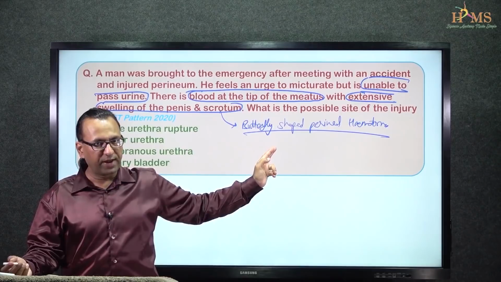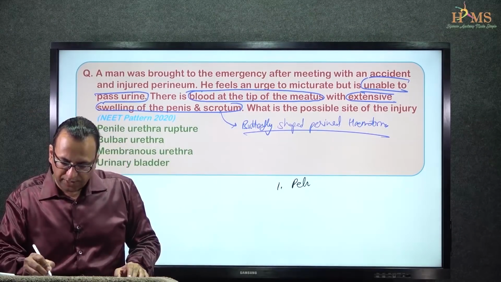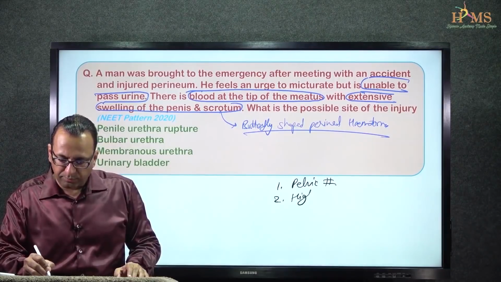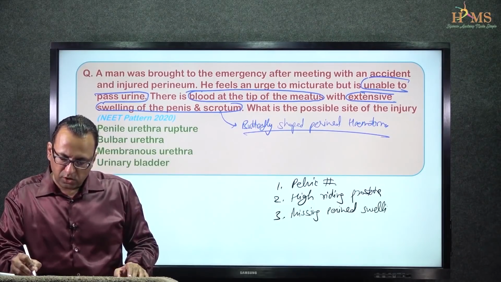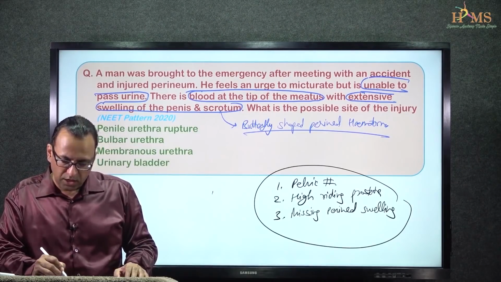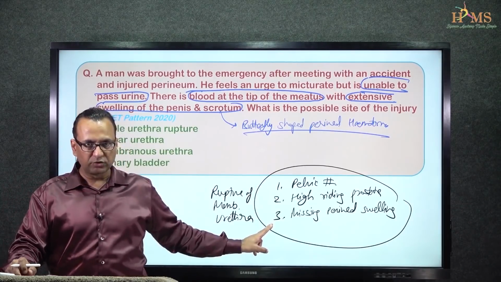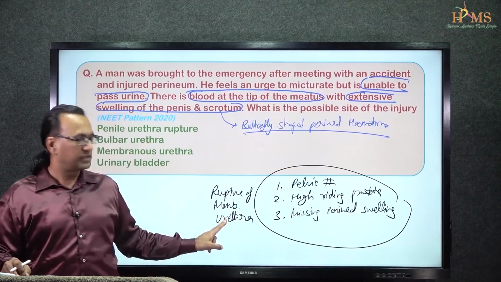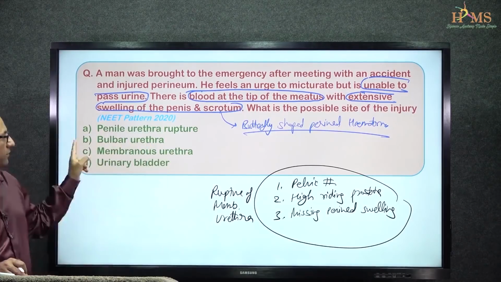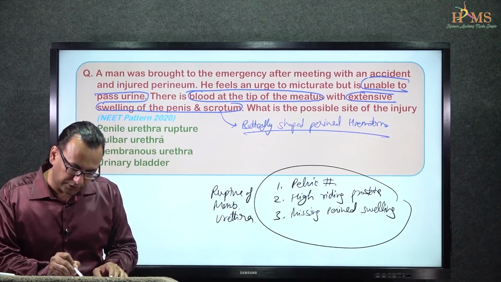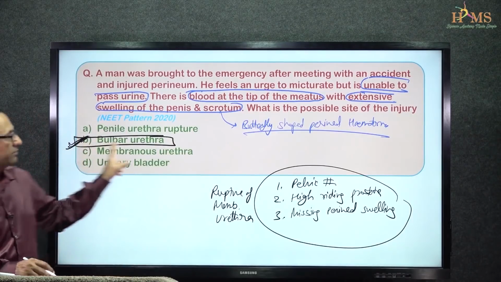Typically, they have not mentioned about any high-riding prostate gland at all, and they also have not mentioned any pelvic fracture. So the thing is, point 1, pelvic fracture, and point 2, high-riding prostate, and point 3, missing perineal swelling will go in favor of the rupture of membranous urethra. But then none of this is mentioned. So what does it mean? It means it is definitely a case of bulbous rupture of the urethra. You mean to say choice number B will be the answer? Yes, choice number B is the answer.